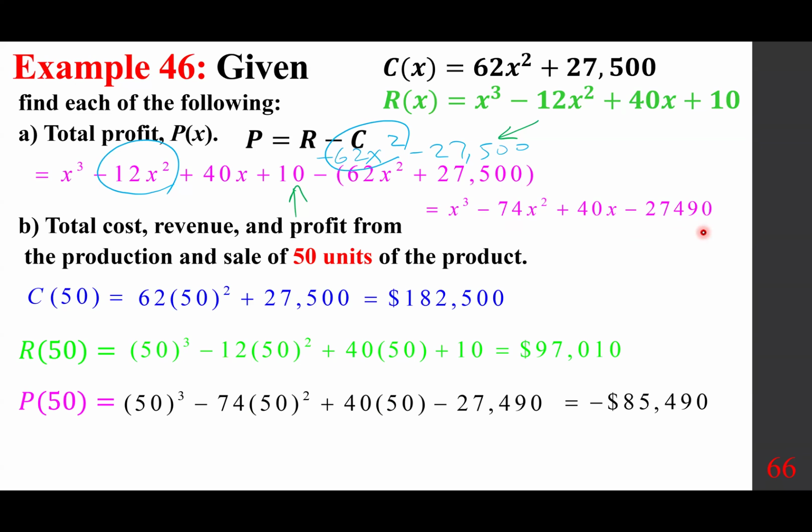However, there's an easier way, which we already have calculated R of 50. We have already calculated cost. So R of 50 minus C of 50. So you don't have to go through that. This would be faster, but I wanted to show you both ways, of course. Obviously, we are looking at basic algebra so far.